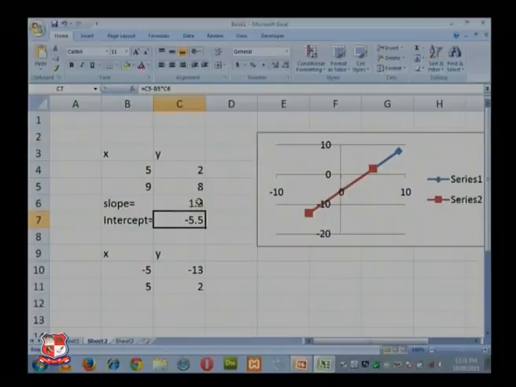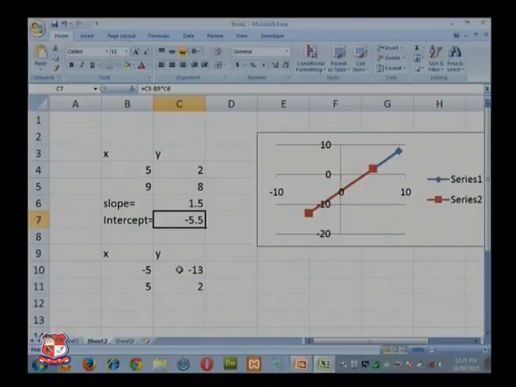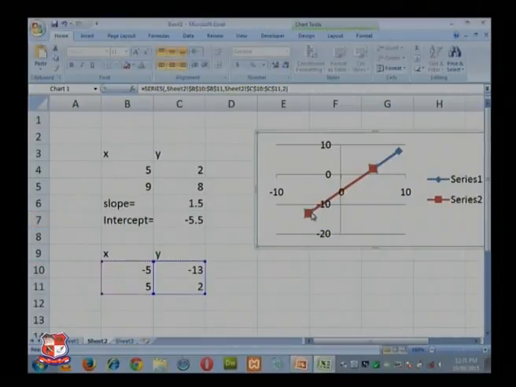Then I have calculated its intercept. Intercept is c equal to y minus m x, and that I have calculated here. With that I have actually calculated the line from x equal to minus 5 to 5, because earlier I did not know how this line would look and where it would cut. Now, I have seen that it will cut the x axis at minus 5.5, and the red one is the actual line which we have drawn.